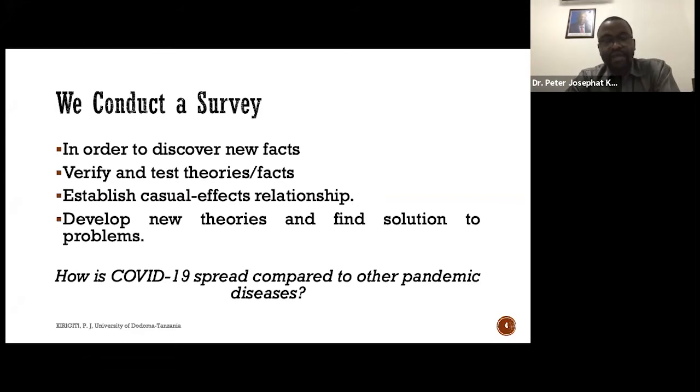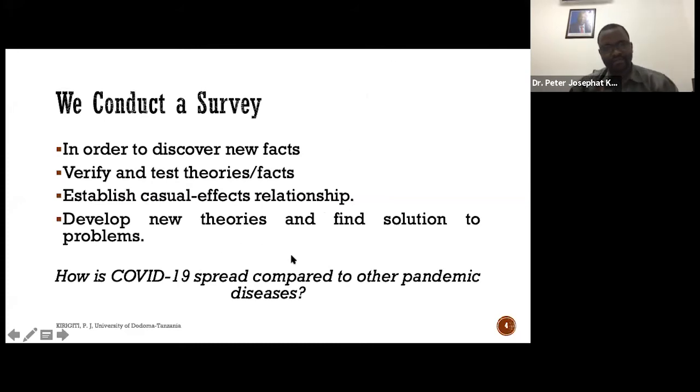Also, sometimes we might be interested in establishing causal effect relationships. We have a certain scenario, and we want to find the reasons for that situation to happen. If we want to establish a causal effects relationship, then it is very necessary that we conduct a survey. Sometimes also, we might be interested in developing new theories and finding solutions to problems.